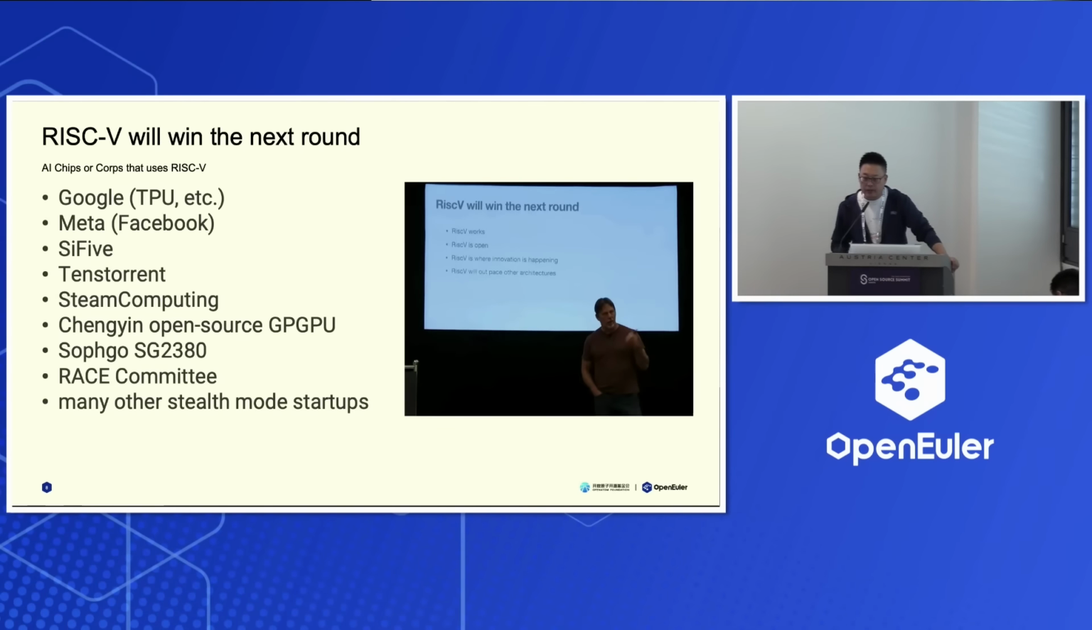For the AI area, I can safely say, and I'm just telling the facts, that RISC-V is winning the next round. As an AI startup, not choosing RISC-V as your controller is a very strange thing. You would need a strong enough reason to explain why you're not choosing RISC-V. All the big companies and AI startups are using RISC-V.